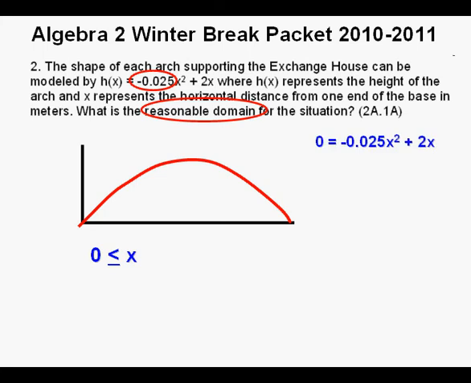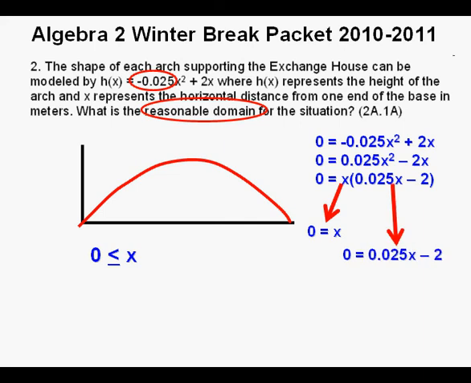I like to make the quadratic coefficient a positive number, so by multiplying every term by negative 1, we have 0 equals 0.025x squared minus 2x. Now we can factor, and we have 0 equals x times quantity, 0.025x minus 2. We separate the factors into two separate equations equal to 0. We have, of course, x equals 0, but then we already figured that one out. Then to get the other end of the arch, we have 0 equals 0.025x minus 2.